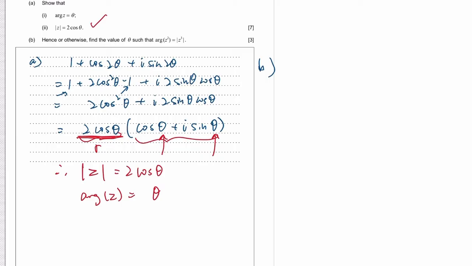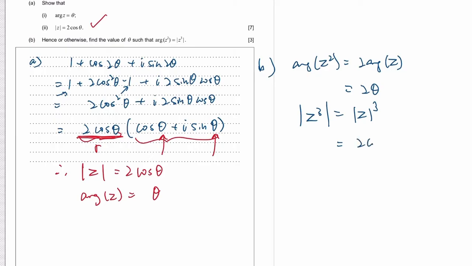The argument of z squared is really 2 times the argument of z, right? De Moivre's theorem, so it's 2 theta. And then the modulus of z cubed is really the cube of the modulus of z. Sometimes that's also De Moivre's theorem.